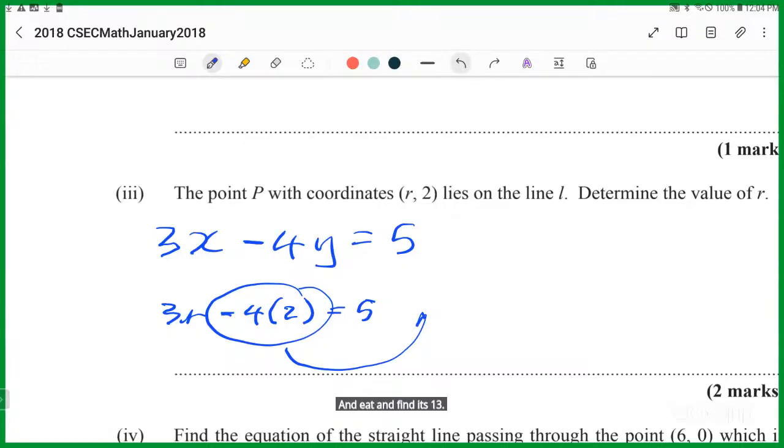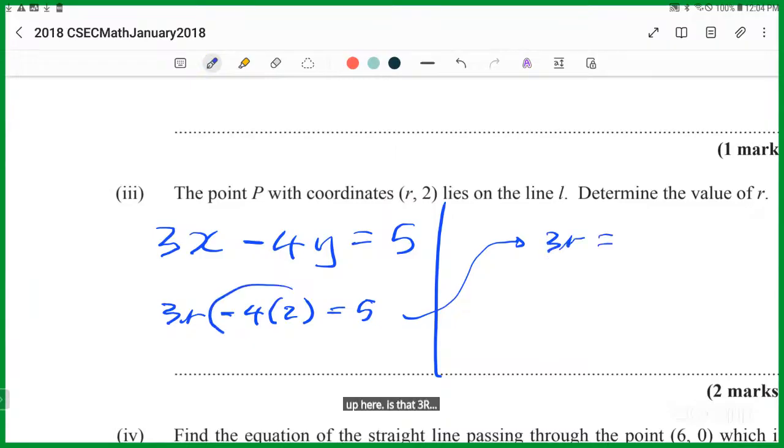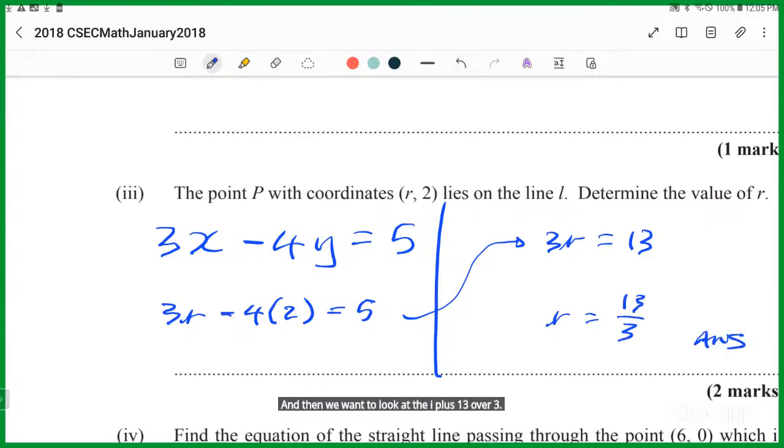So what we're going to get next up here is that 3r equals, and as I said, this 8 goes over and to 5 gives me 13. Then divide both sides by 3 to get rid of this 3. Or you can say take this 3 that is multiplying and divide on this side. And then we want to look at r equals 13 over 3. That's the answer.